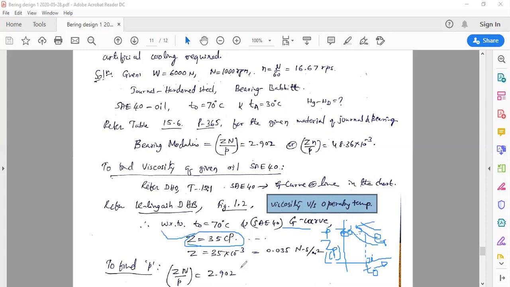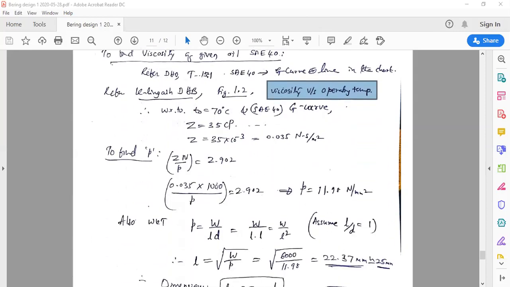So this centipoise value is to be converted into Newton second per meter square. So divide this value by 1000, that is multiply by 10 raised to minus 3. So the answer is 0.035 Newton second per meter square. So this is the method to get the value of Z by using the name of the oil, or the name of the curve, and operating temperature T naught, which is available in the Lingaya data handbook figure number 1.2. So please do remember this particular step. Here we can reduce the calculation steps instead of calculating kinematic viscosity, specific gravity, all those things.